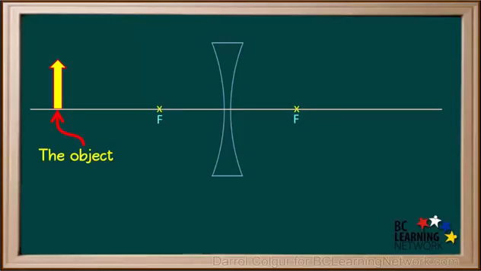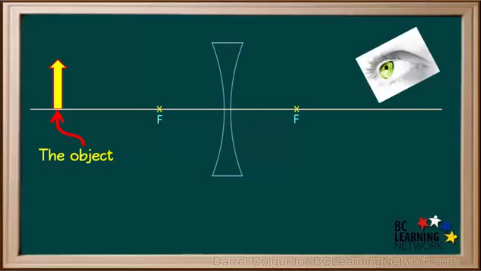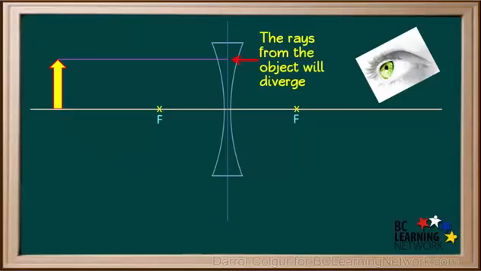Here's the object we'll use for this example, a yellow arrow. In this case, we are looking at the object through the lens from the other side. We'll start by drawing a vertical line straight through the center of the lens like this. Next, we'll draw a horizontal line from the top of the object straight to the center of the lens. This must be parallel to the principal axis.